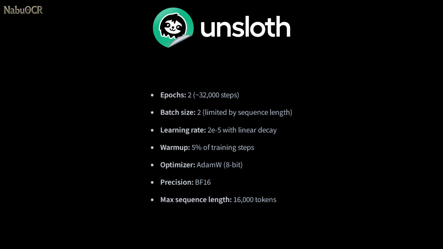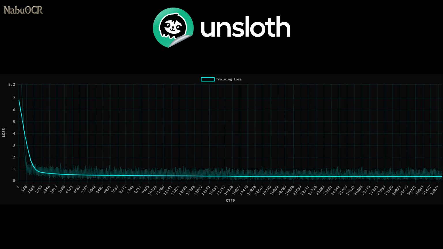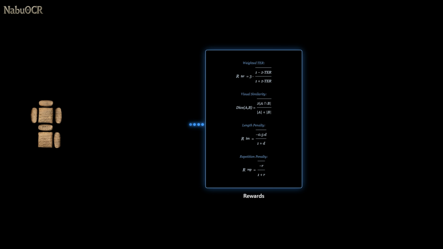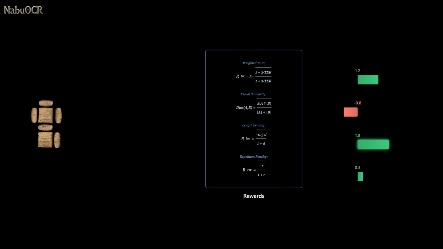Using unsloth for efficient full parameter supervised fine-tuning, I trained for 2 epochs. Loss dropped very sharply in the beginning, and then gradually refined over the remaining steps. Supervised learning got the basics, but the model still made systemic errors. I applied group relative policy optimization to refine it further. The model generates multiple transcriptions per image, scores them with reward functions, and learns to favor better outputs.